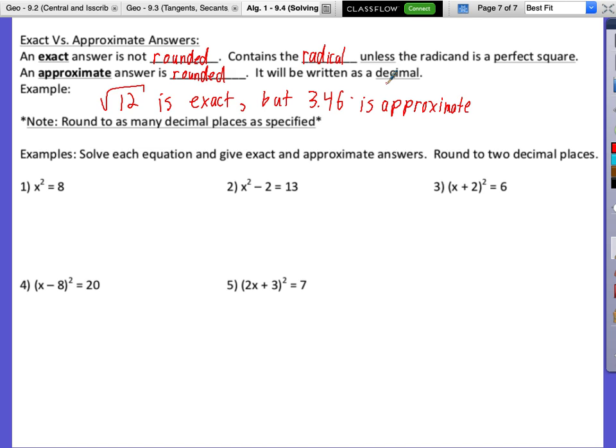Okay, so we're going to have to round to as many decimal places as specified. It will either say, or I will tell you, or you can ask how many places to round to. Here I told you to round to 2 decimal places, which would be our 100th spot, because it takes 100 of these to make a whole.